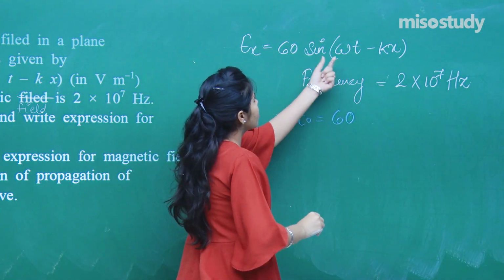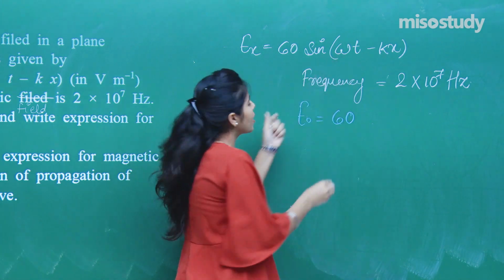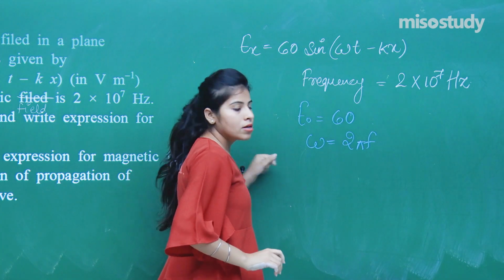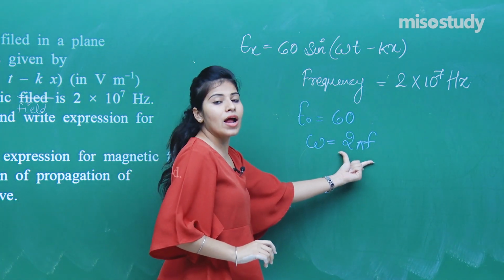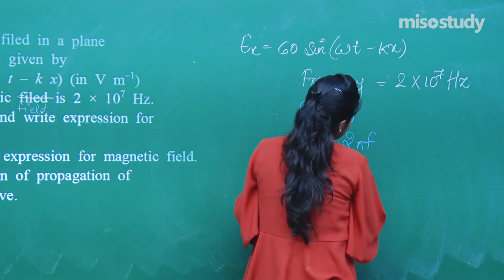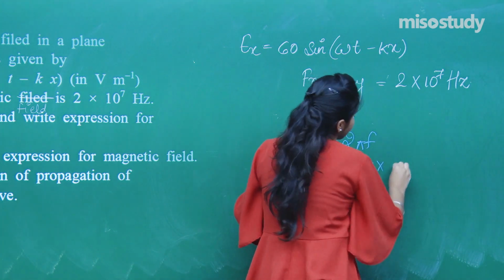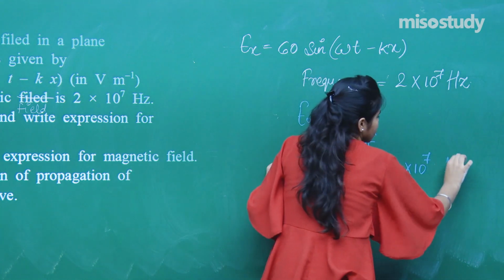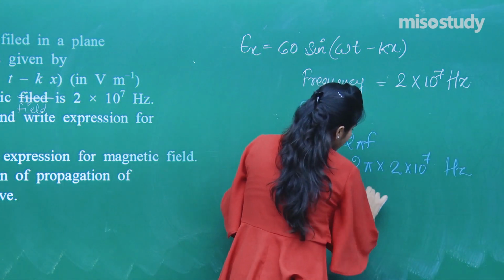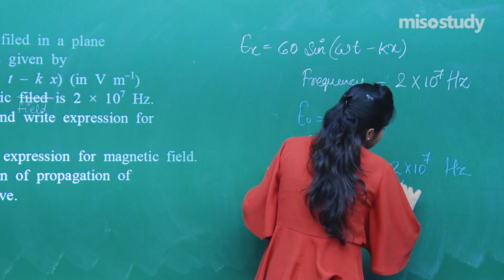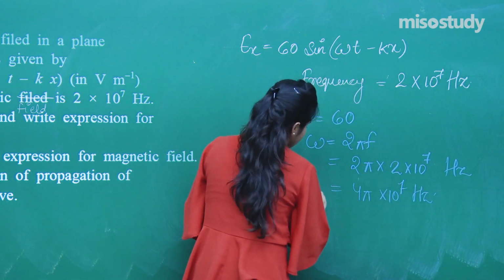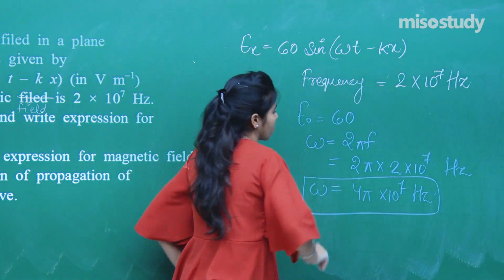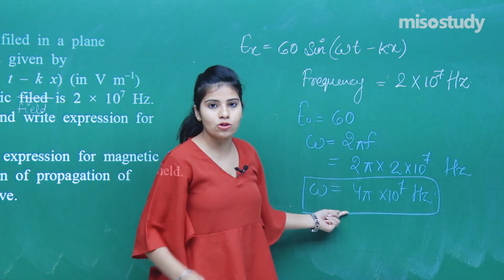Now second thing, we know that the formula for omega is nothing but 2 pi into frequency. So if we know the formula and we have the value of frequency, you can do 2 pi multiplied by the frequency, that is 2 into 10 raised to the power 7 Hertz. So your omega will be 4 pi into 10 raised to the power 7 radian per second, because this is the angular frequency that we are talking about. So this is the omega that you have found.